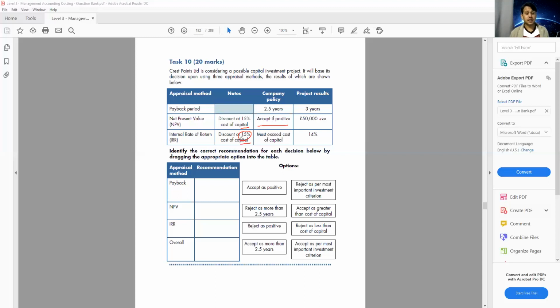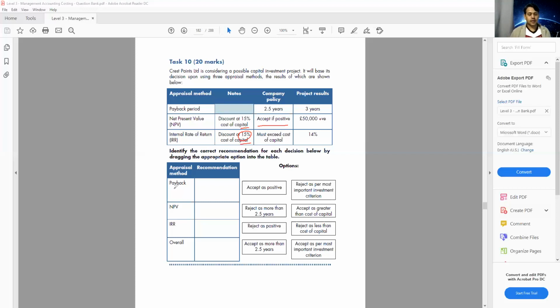So here is the company policy. Payback period: if it is more than 2.5 years, do not accept the project, reject it. NPV: if it is positive, accept the project. IRR, internal rate of return: if it is more than the cost of capital, accept it; if it is less, do not accept it. But out of these three, if payback and IRR said do not take, but my NPV said take it, I'll go for that.